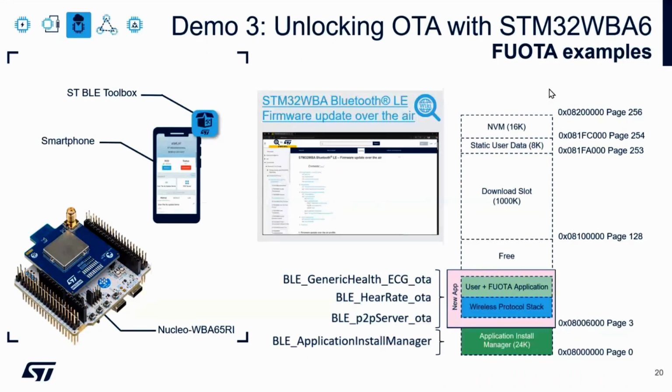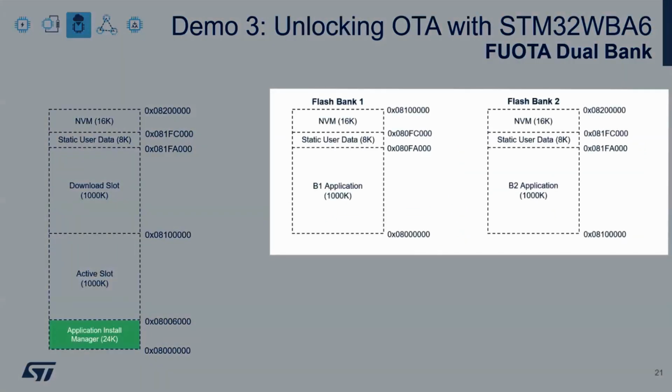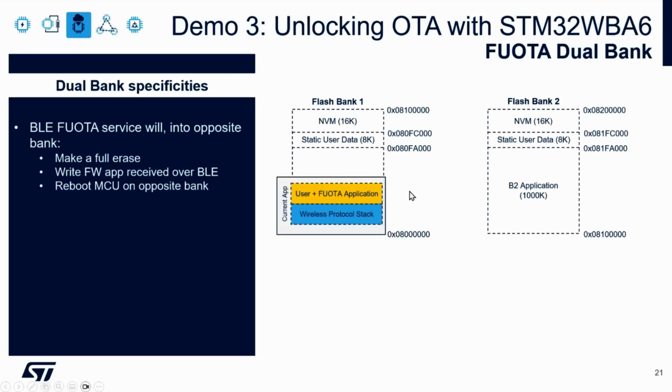So let's go back to some charts again. Because, okay, I love charts, but here the purpose is really to show you a nice new approach based on dual bank. So what is dual bank? It means that you will split your flash into bank 1 and bank 2. And here the firmware update OTA service is able to make a full erase of bank 2. And it will also handle the download through BLE of the new application.